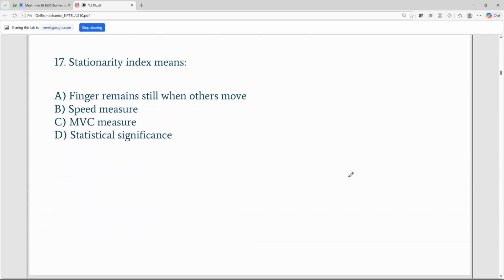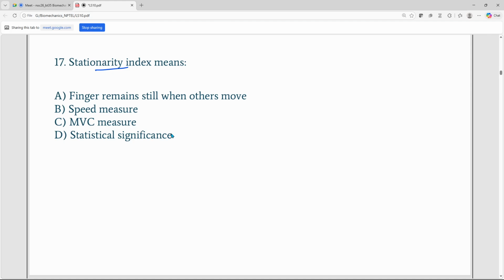Next question. Stationarity index means which among the following? Options are: option A, finger remains still when others move. Option B, speed measure. Option C, an MVC measure. Option D, is it a measure of statistical significance? Which among the following is the correct description of the term stationarity index?